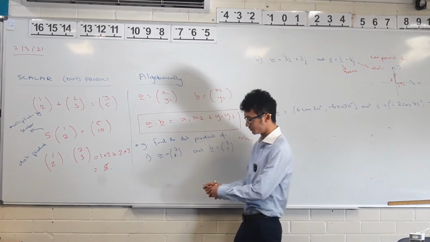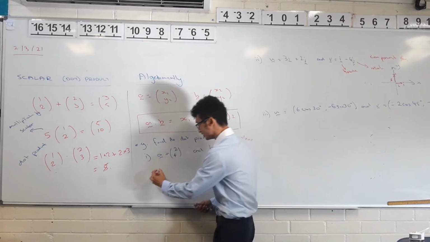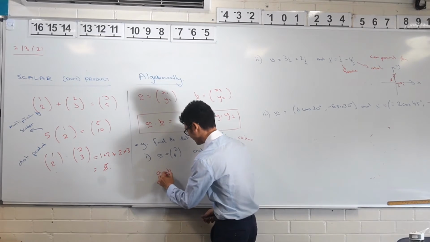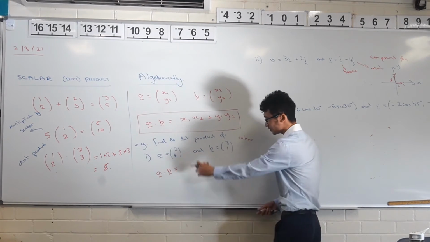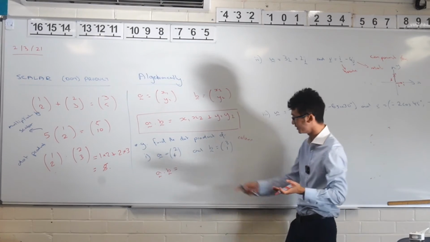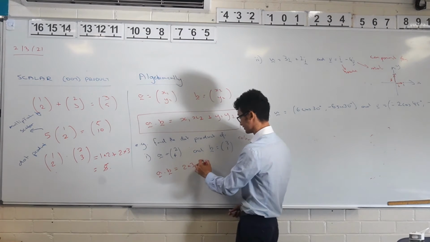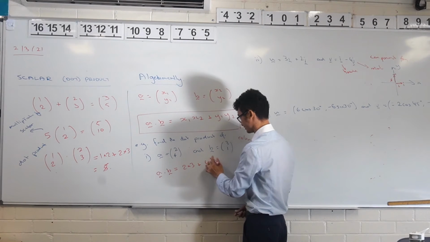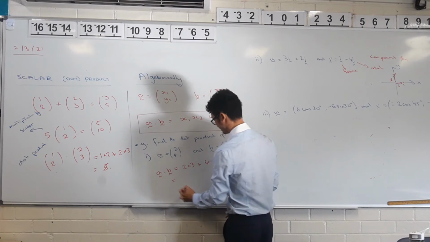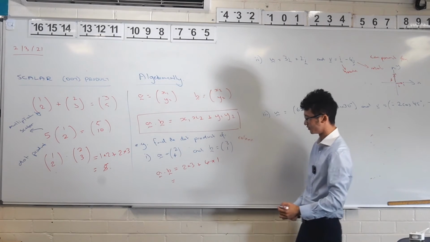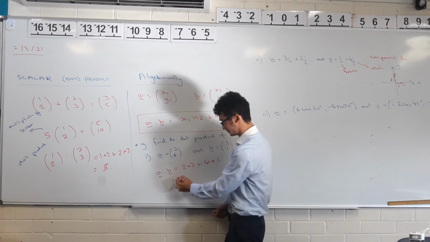Let's do this one here first, but same idea, right? We can say that A dot B would just be the 2 x components multiplied together, so 2 times 3, plus 4 times 1. And this one looks like it's going to be 10.